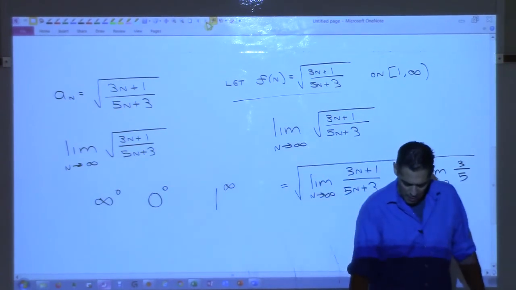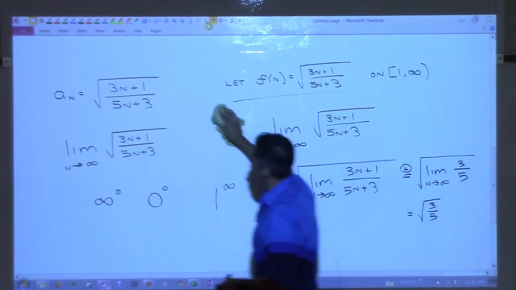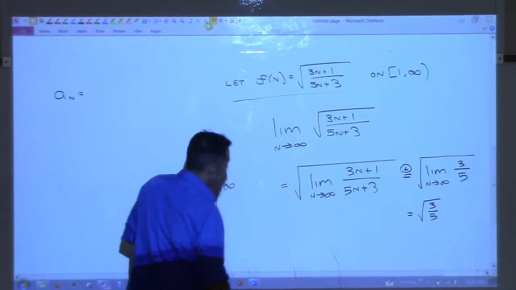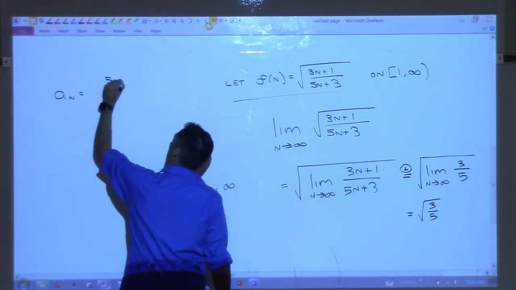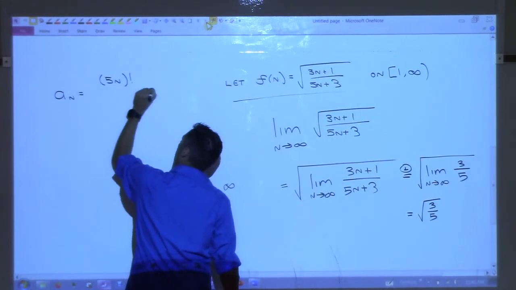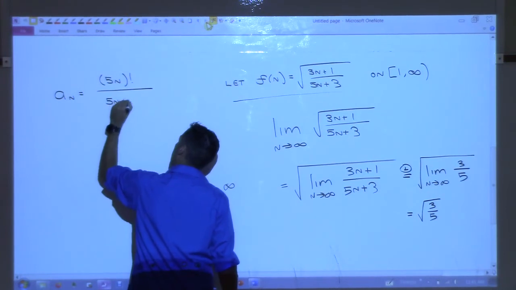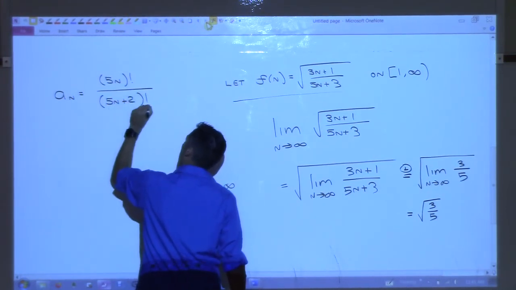All right, let's do another one. How about 5n factorial over 5n plus 2 factorial?